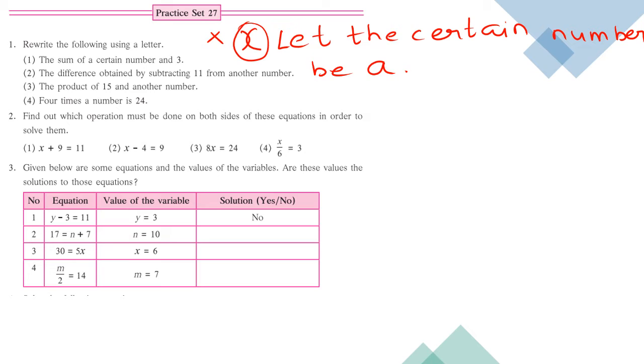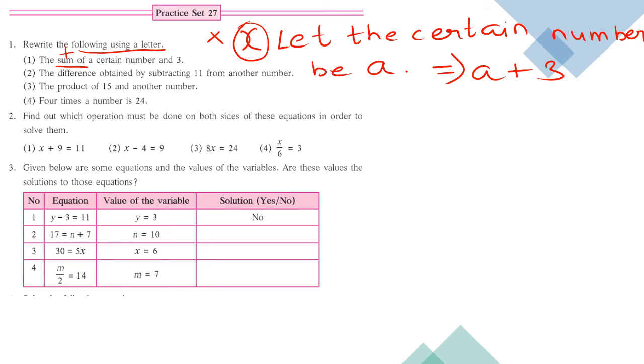See, why do we do this? Rewrite the following using a letter. Certain number, they have not mentioned which number. We don't know which number, but we know the sum of a certain number and 3. We have to write the equation for this. So let the certain number be something like A and 3 sum. Sum means addition. Difference means subtraction. Product means multiplication. And times also means multiplication.